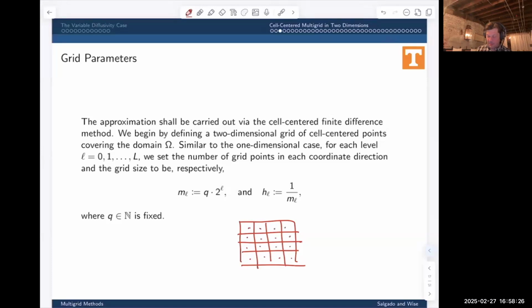We're going to assume that the number of grid points going in this direction is going to be ML, and the number of grid points in this direction is ML. All right. And so the mesh spacing in both dimensions, what we're going to call HL, is just going to be 1 over ML. How are we going to define the value of ML in this direction and this direction, the number of points? We're just going to set that to be Q times 2 to the L power, where Q is just some positive integer.